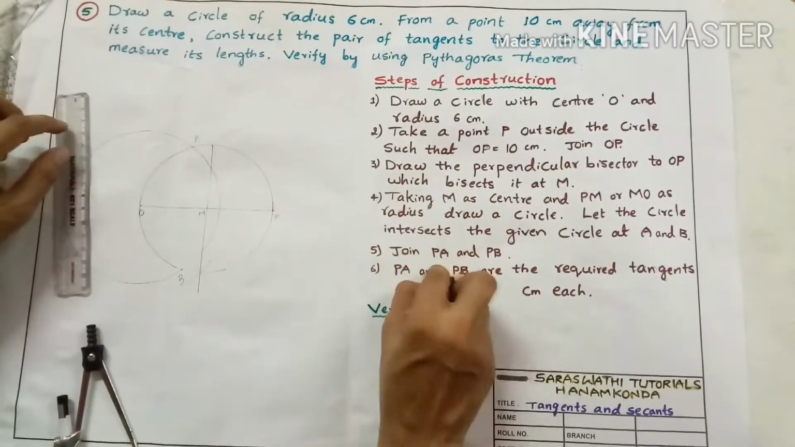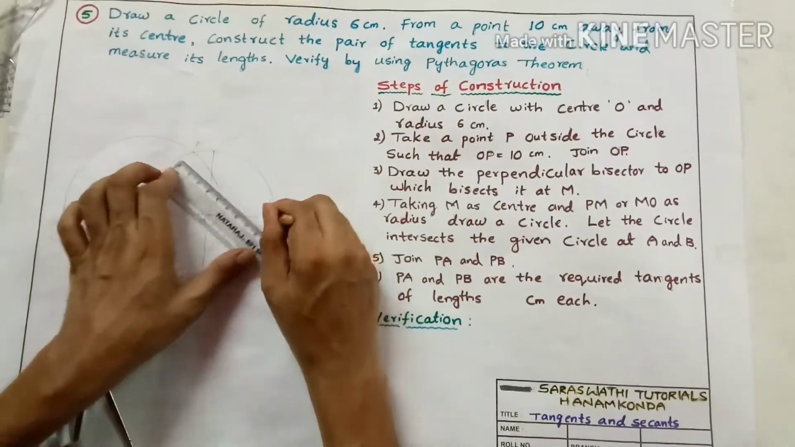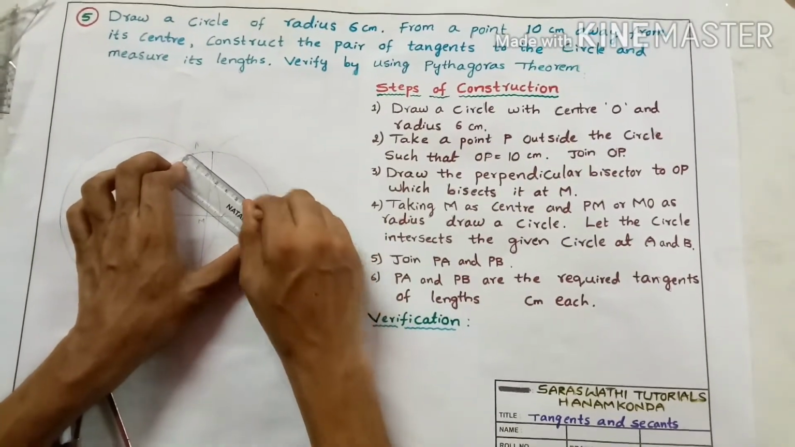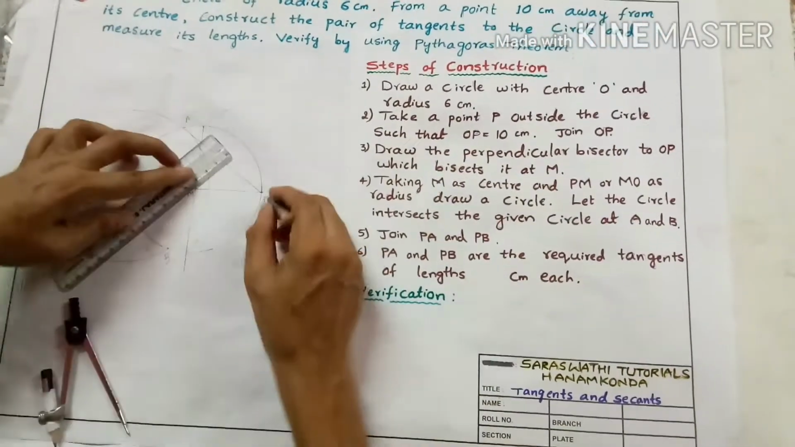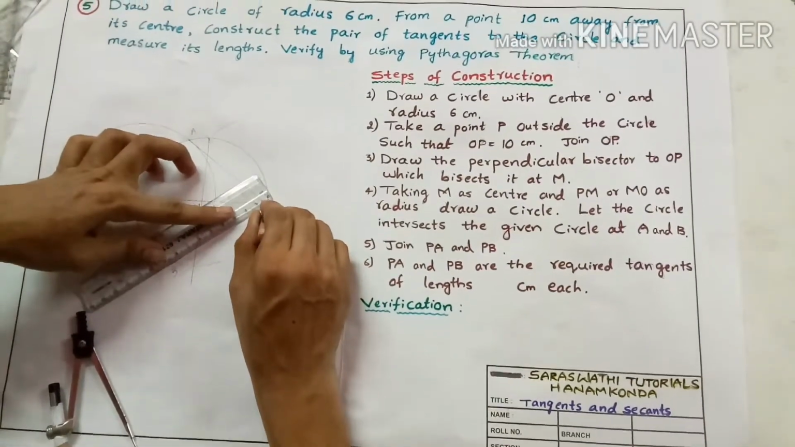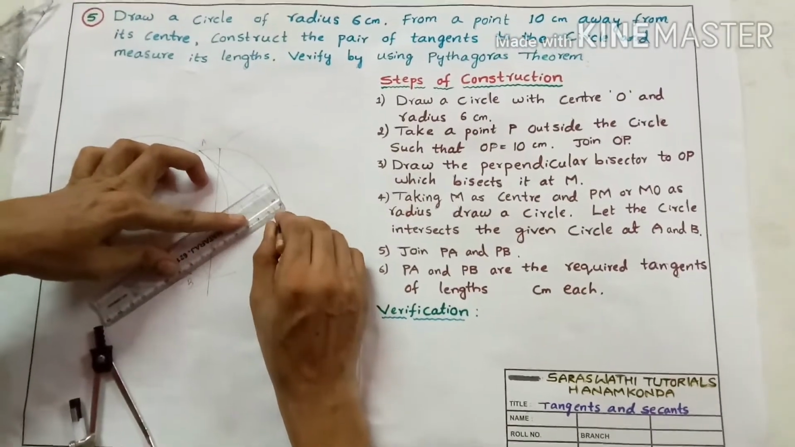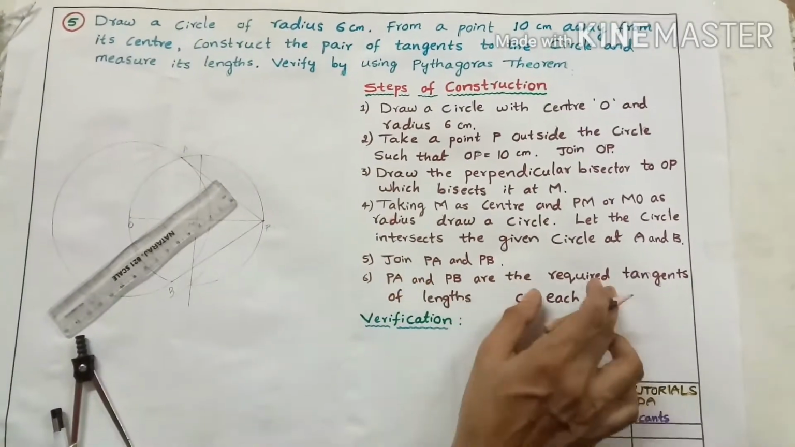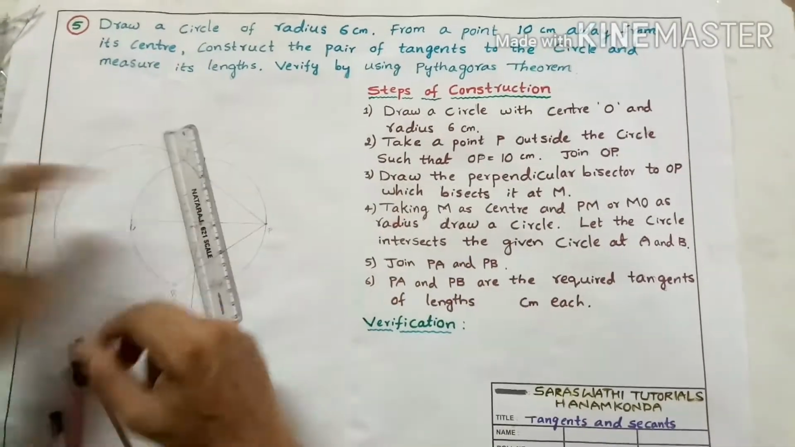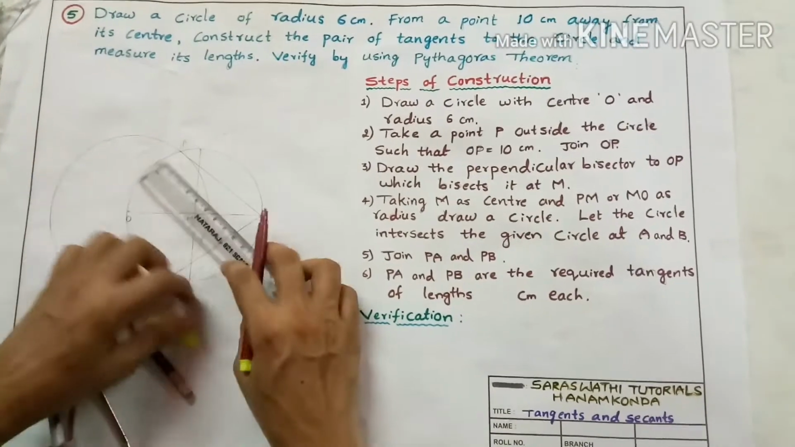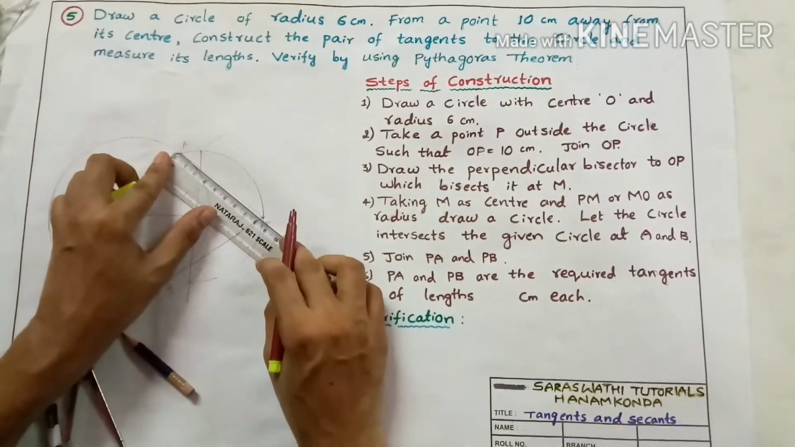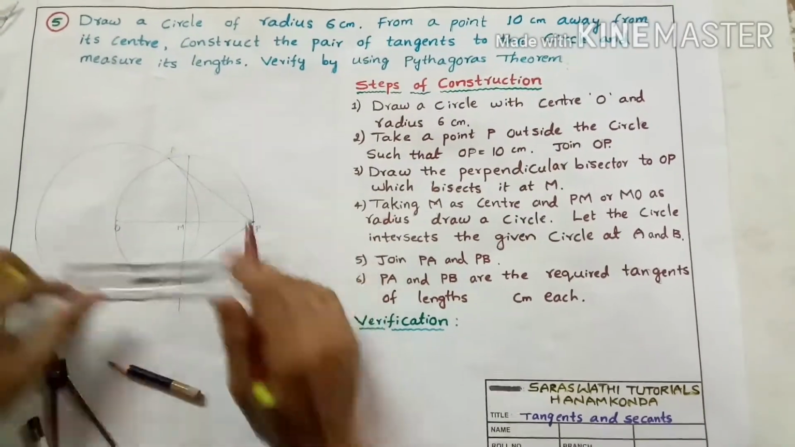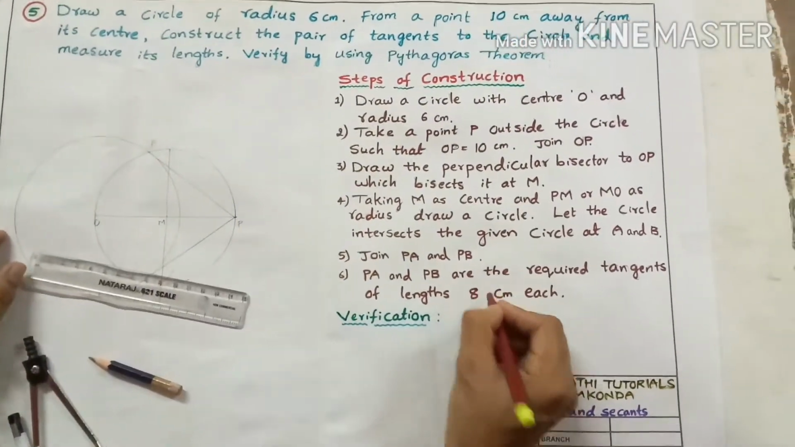Next join PA and PB. Join PA and similarly join PB. So PA and PB are the required tangents. So what length did we get? From P to A it is 8 centimeters. Similarly from P to B is also 8 centimeters. We got a length of 8 centimeters each.